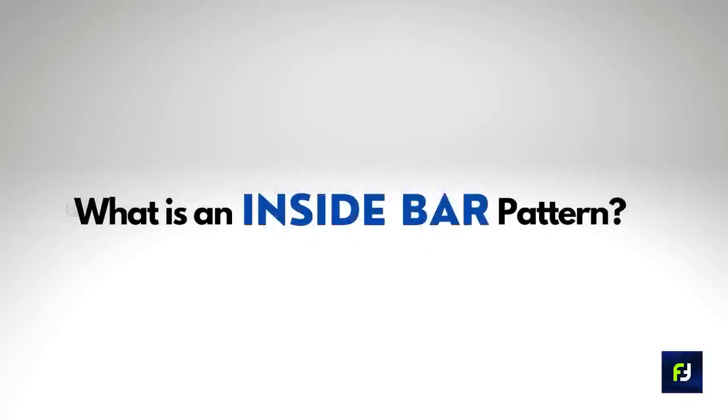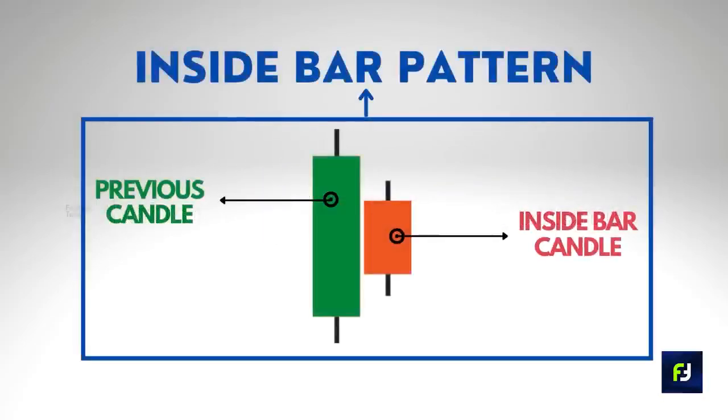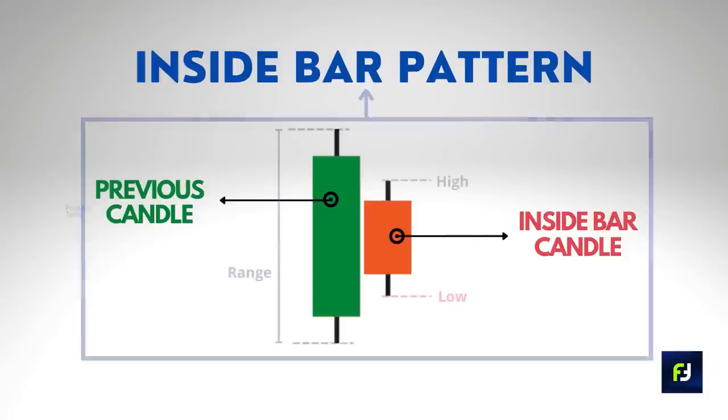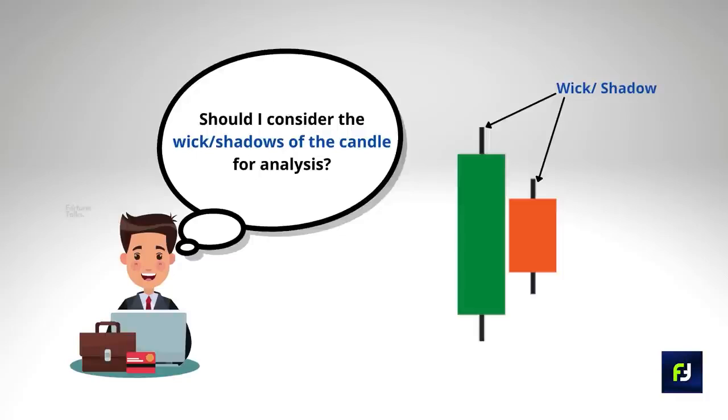What exactly is an inside bar pattern? The inside bar pattern is a candlestick pattern where the price forms completely within the previous candlestick. So for an inside bar to be considered valid, both the high and the low of the candlestick needs to be completely inside the previous candle's range. More often than not, traders have this confusion around the wicks or shadows of the candlesticks.